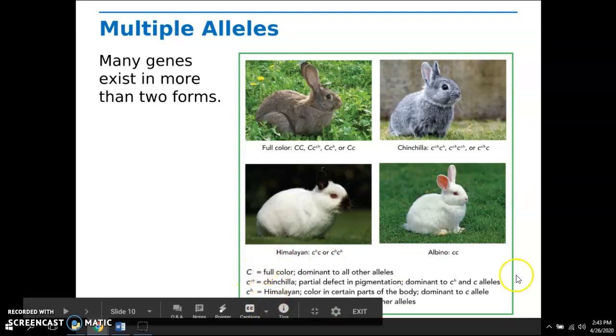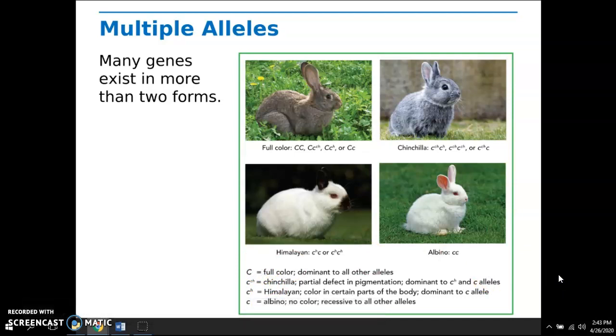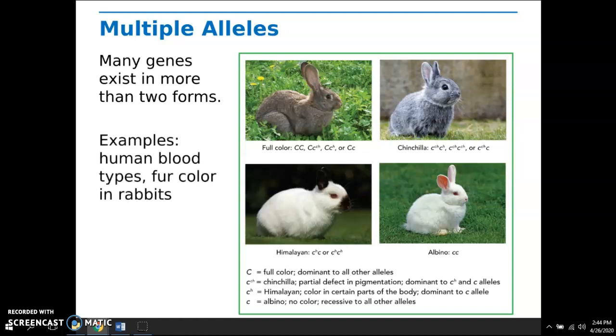But it has the full color, which is dominant to all the alleles. It has the chinchilla color, has the Himalayan color, and it also has the albino color. So it has four different alleles, and you can see those four different little bunny rabbits. Another example that's often used is human blood type. So you might know that a person could have an A blood type or a B blood type or AB or O, right? And then there's the positives and the negatives, but we won't worry about those for a second.